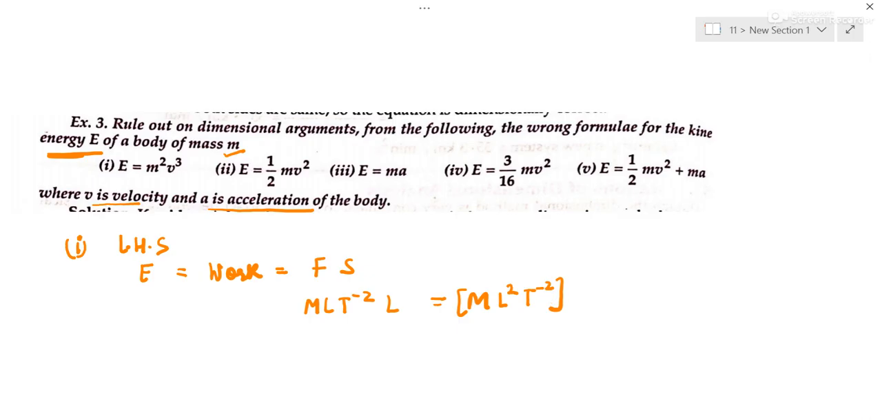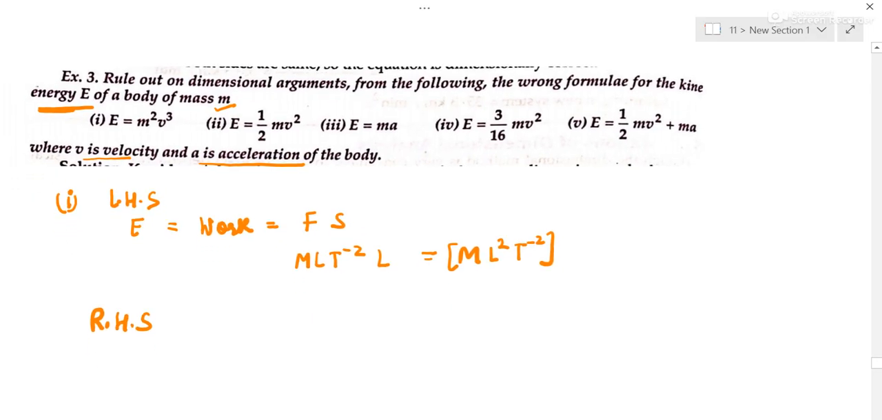Coming to right hand side. Right hand side you pick off like first one. M square V cube. So m square is mass square, velocity is LT minus 1 to the power 3. So this is coming as M2L3T minus 3. Are they equal? No. So first is wrong.